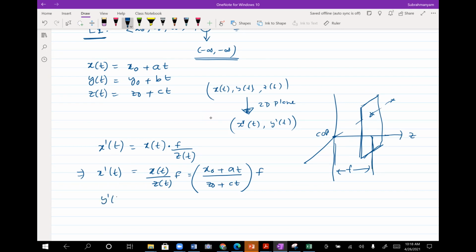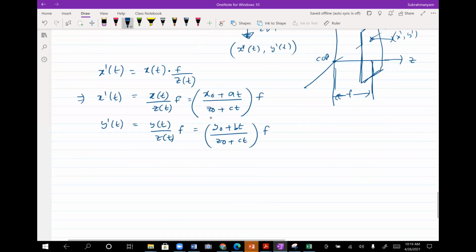Let's write the expression for y dash of t. I know here x, y, z. Now this is x dash comma y dash. My z, in fact, for this point is f, since I have a 2D plane. So y dash of t equals y of t by z of t times f. Refer to the last class. This is equal to y naught plus b t divided by z naught plus c t times f.